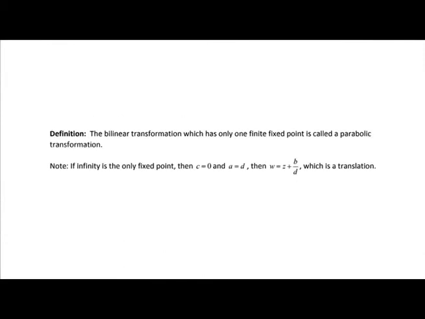Suppose your bilinear transformation or linear fractional transformation has only one fixed point. Such a transformation is called a parabolic transformation. If infinity is the only fixed point, then c is equal to 0 and a is equal to d. Then your transformation reduces to w is equal to z plus b by d, which is a translation.